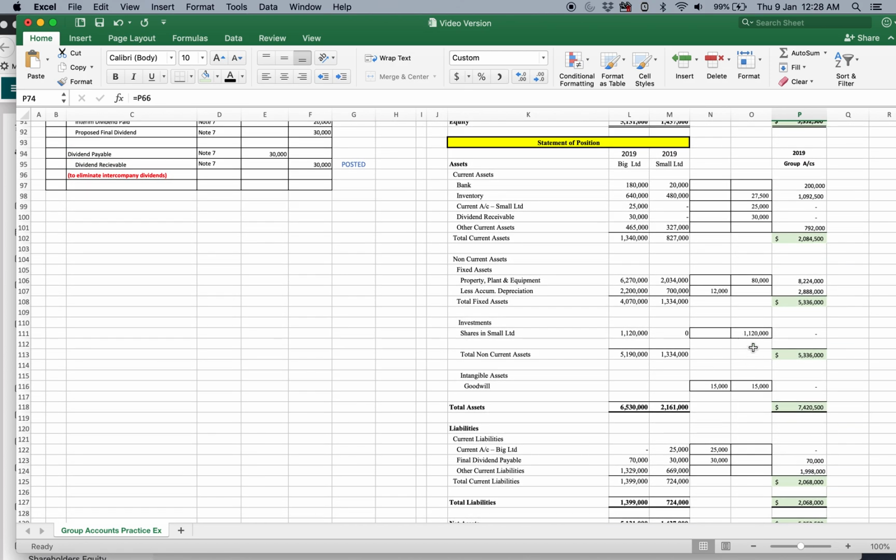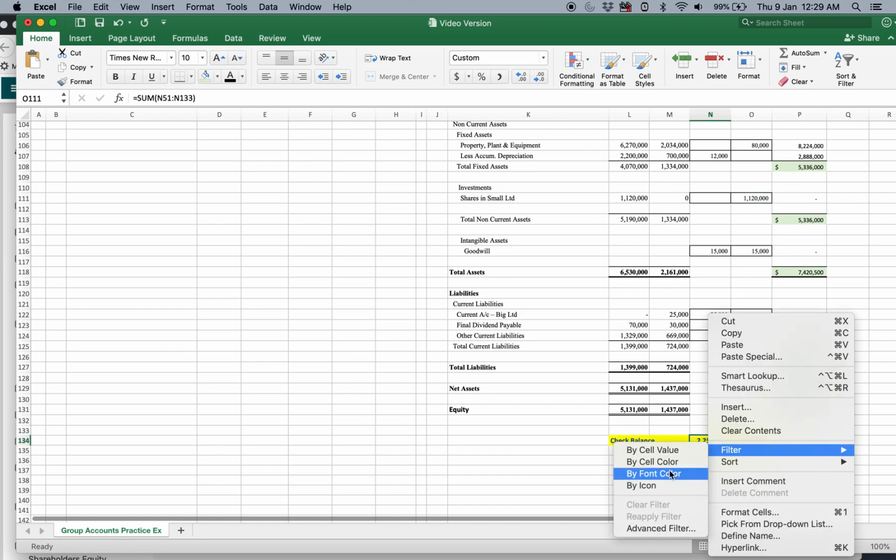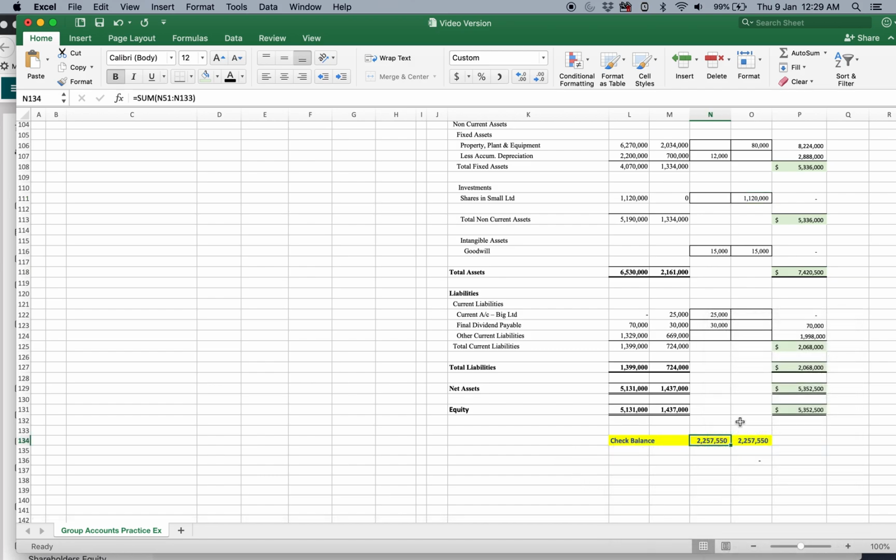So what are the major swings about here? We got rid of the shares. That's the major, major one. Sorry, not the shares, the investment. By consolidating it, we can see that our journal's balanced. I'm going to leave it at that for now.